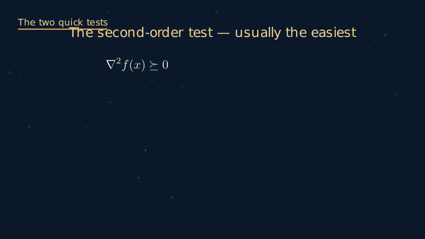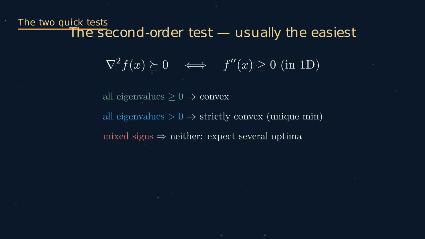A twice-differentiable function is convex exactly when its Hessian, the matrix of second derivatives, is positive semi-definite everywhere. In one variable that collapses to something you've known since school. The second derivative is non-negative. The function curves upward. And positive semi-definite just means every eigenvalue is non-negative.